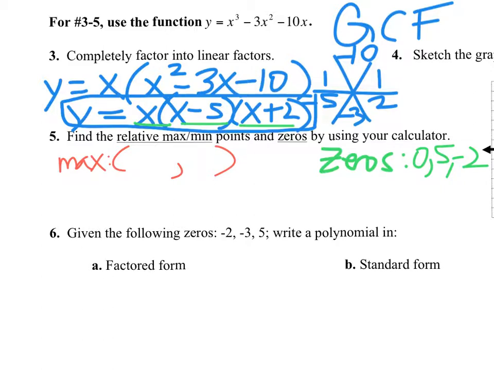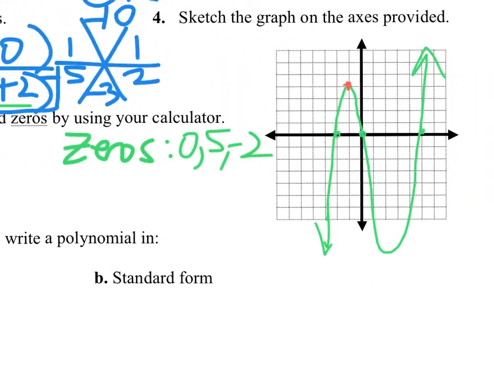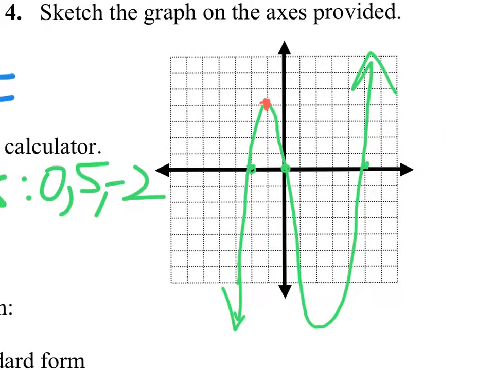Okay, so you're going to go to second, trace, and we'll find the maximum first. So go to number 4. Your calculator is going to ask you, are you on the left bound? Left bound means are you on the left side of the maximum? Well, there's my maximum. I'm not on the left side. Okay, now I am. Arrow over to the left side. What I did was I put my cursor somewhere over here.